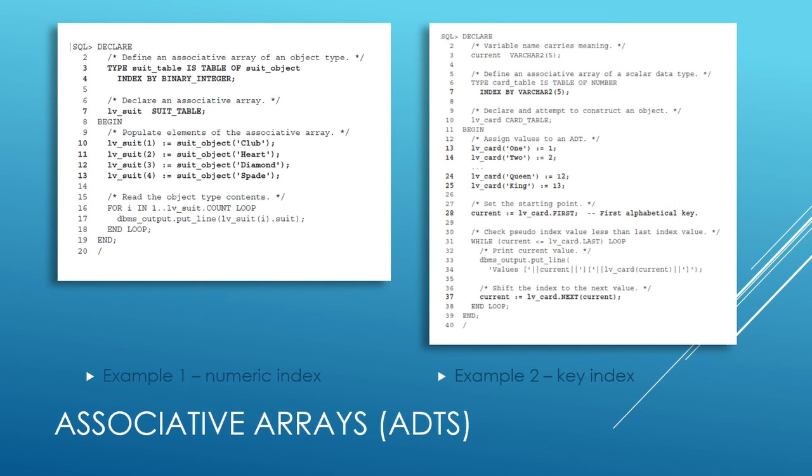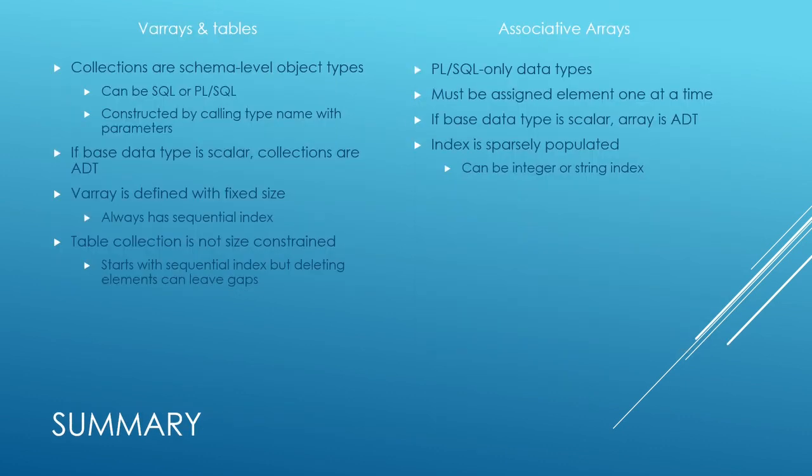And then if you look down into the loop, you'll see the current is lvcard.next. And so it gives you the ability to increment through the array without necessarily needing a number to do that, like you do on typical for next loops, for example. So those are examples of the associative arrays using scalar data values.